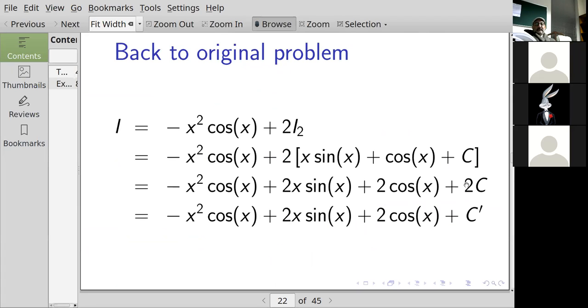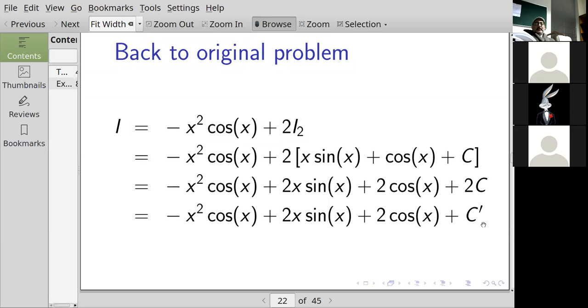Now multiply through by the 2. I get minus x squared cos of x plus twice x sine of x plus twice cos of x plus 2c. 2c is just another constant. Twice a constant is a constant. I just call that one c prime, let's say.